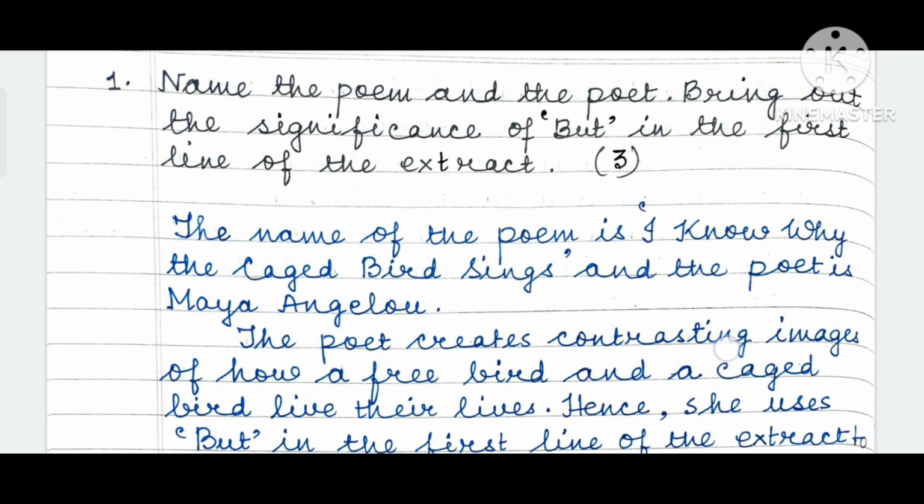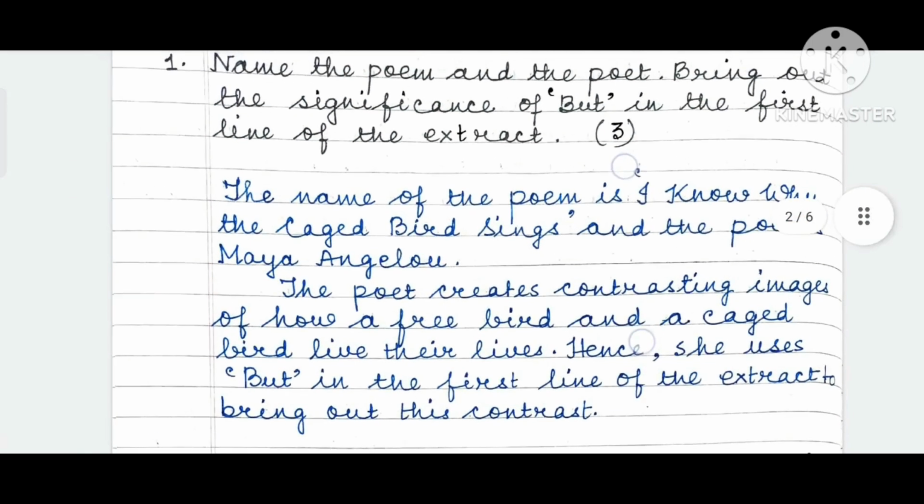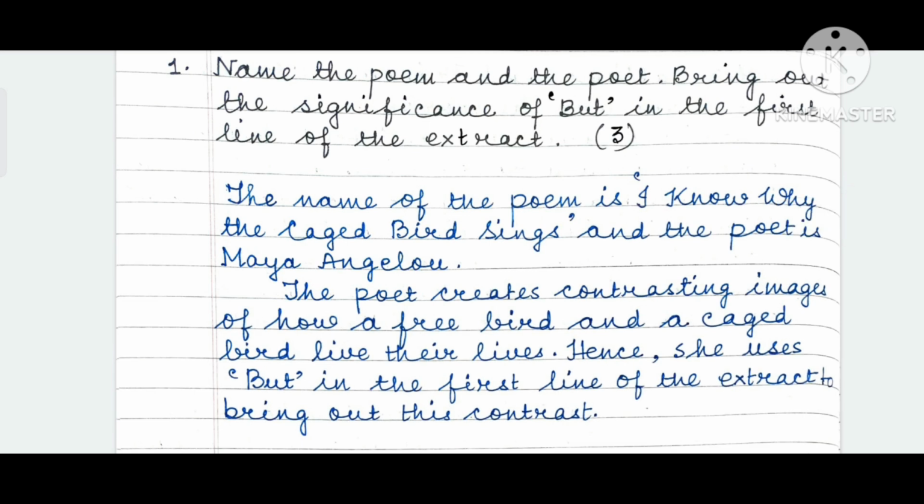The poet creates contrasting images of how a free bird and a caged bird live their lives. What is the most important word here? Contrasting images. This expression is the most important expression here. Hence, she uses but in the first line of the extract to bring out this contrast. You must write brief answers, but you must mention all the key words and expressions in your to-the-point answers.